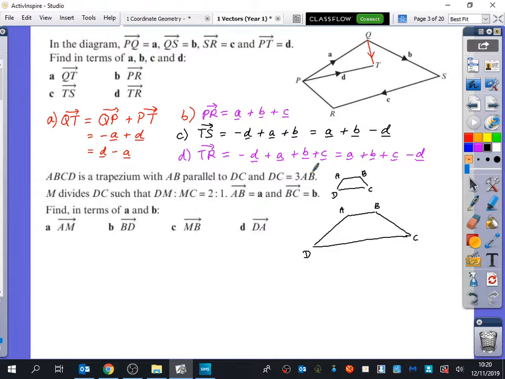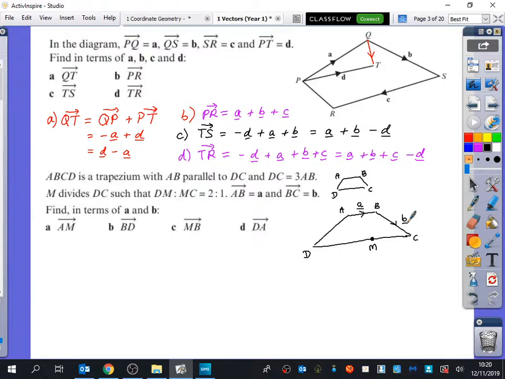So roughly where do I need to be putting the M part? Closer to the C, like this. So this is where M is going to be. And it tells me that AB is A. So, and it also tells me that BC is B.